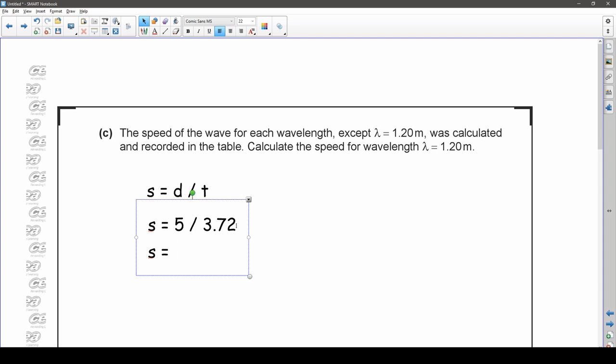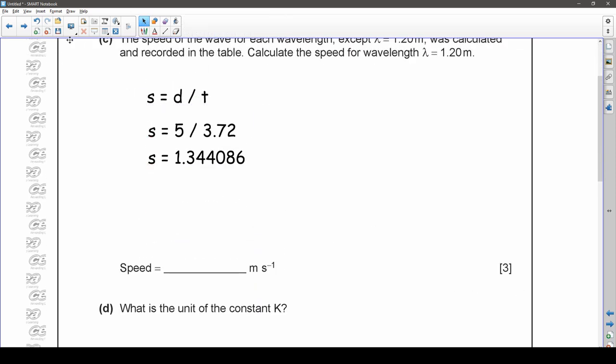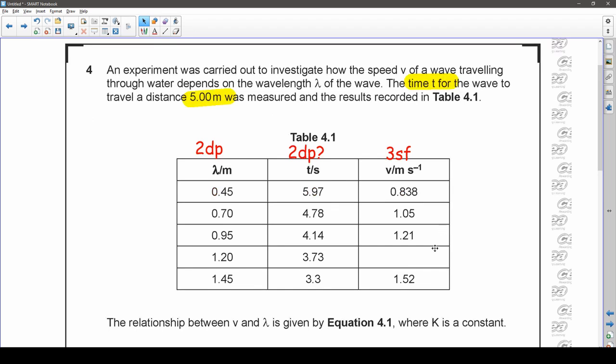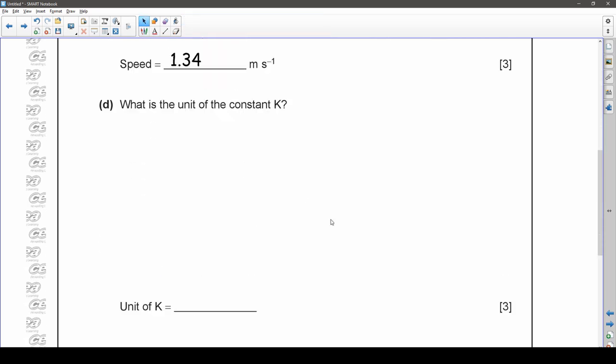There's too many marks here, so we're looking for the significant figures or the decimal places error here. So what we've got then is our speed, s equals 1 point, and then if you look in your calculator, it's 344086. Right, and this is what the test is, because there's too many marks available for just doing that. So we'll go back to our table. Each of these is to 3 significant figures, so we'll make sure that we quote our speed to 3 significant figures, and that's what it's after, 1.34 meters per second.